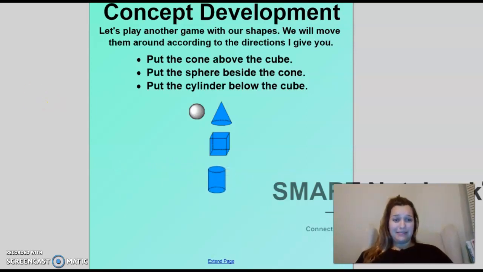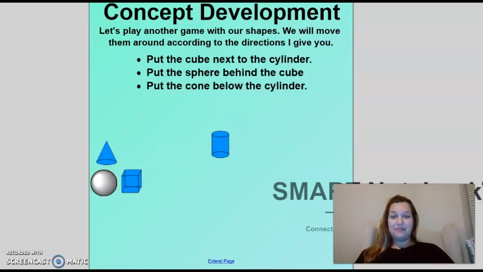Okay, you're rocking positional words. Let's keep going. We have to put the cube next to the cylinder. Can you put your hand next to your face? Beside your face? Next to or beside. Can you tell me when I get to the cube with a yes or a no?